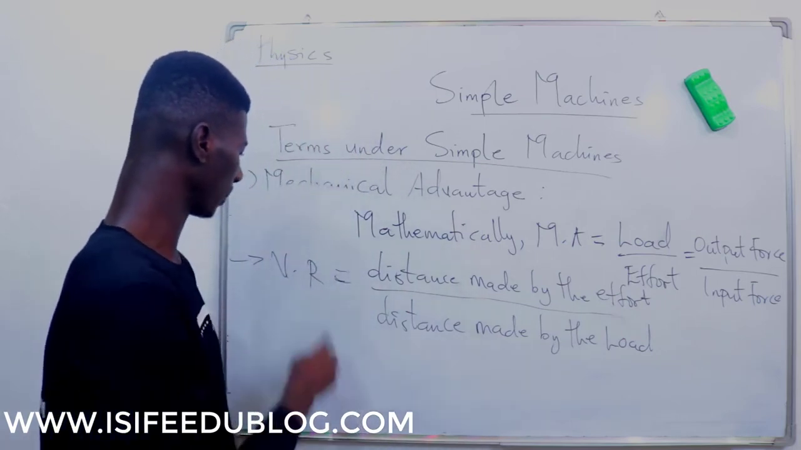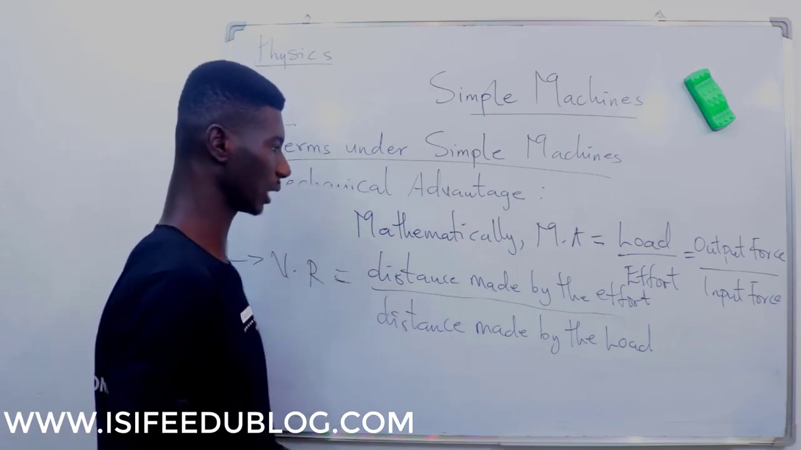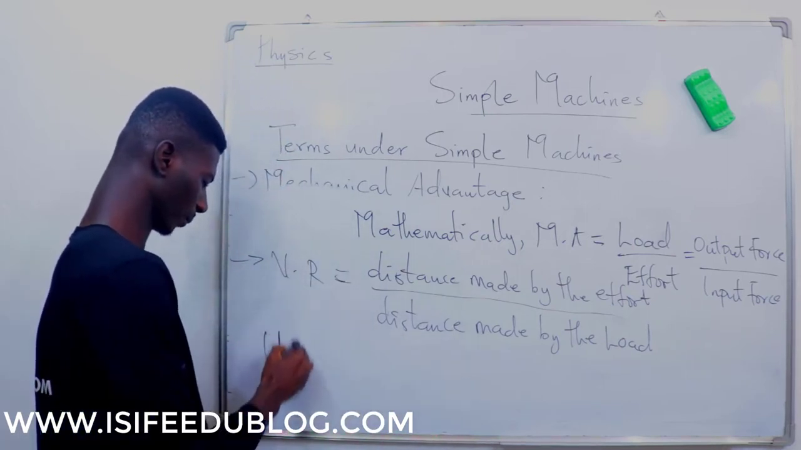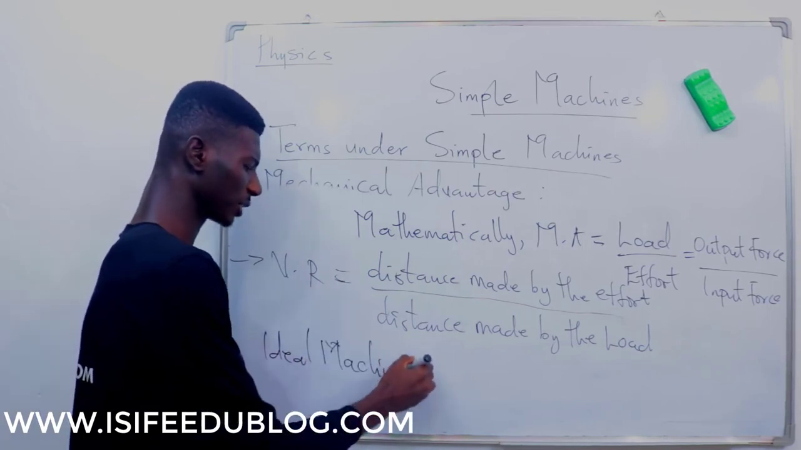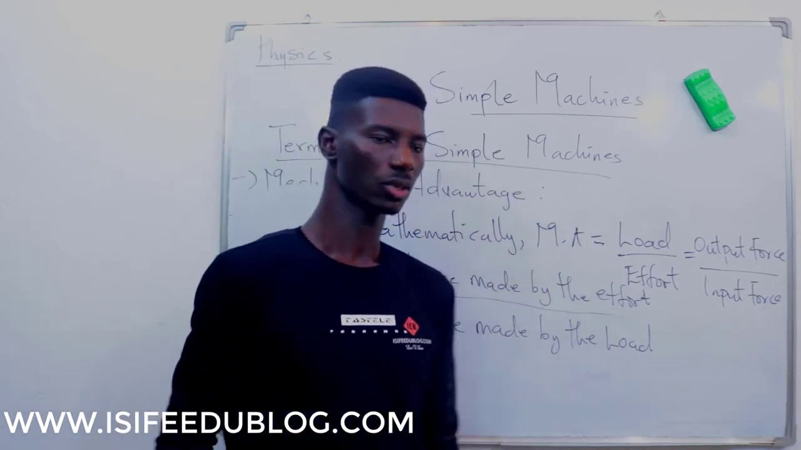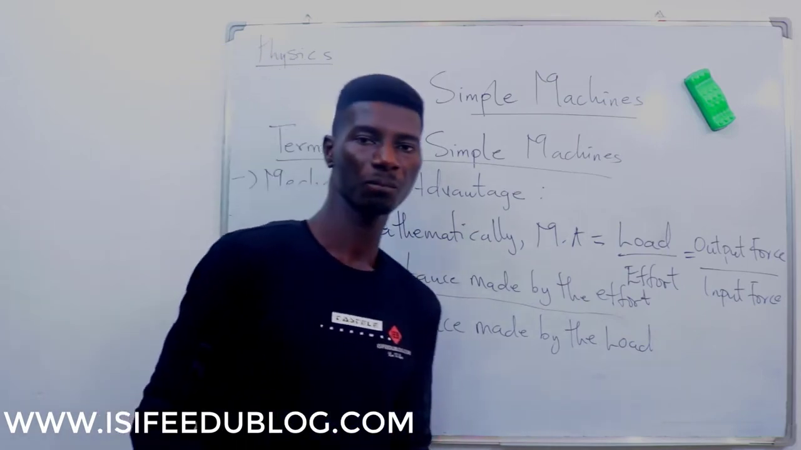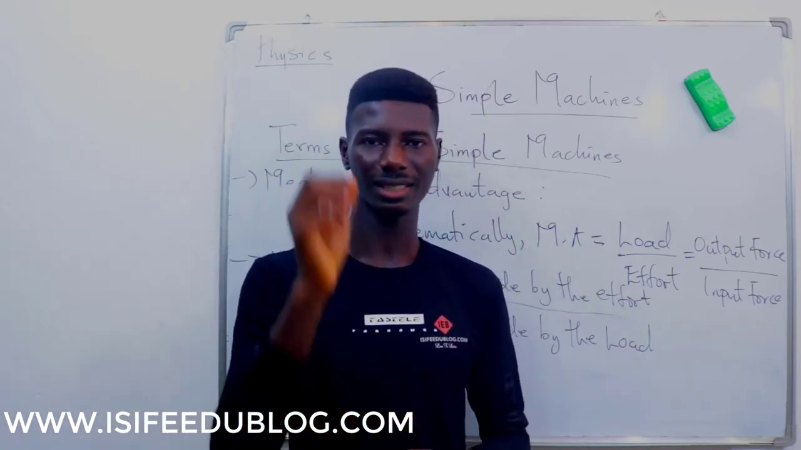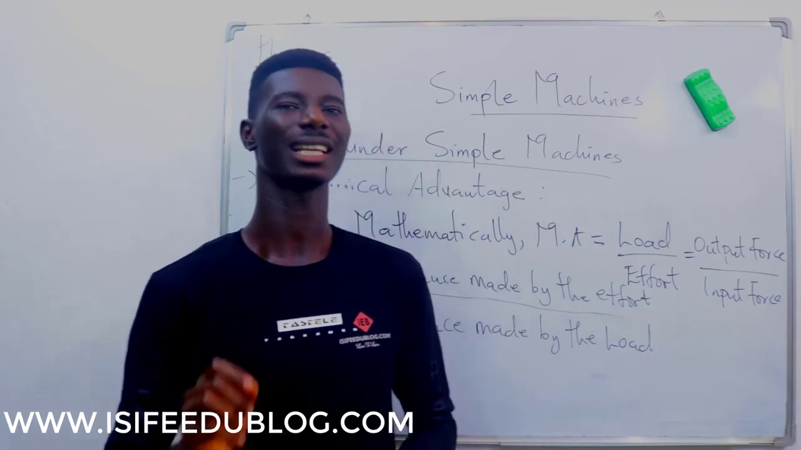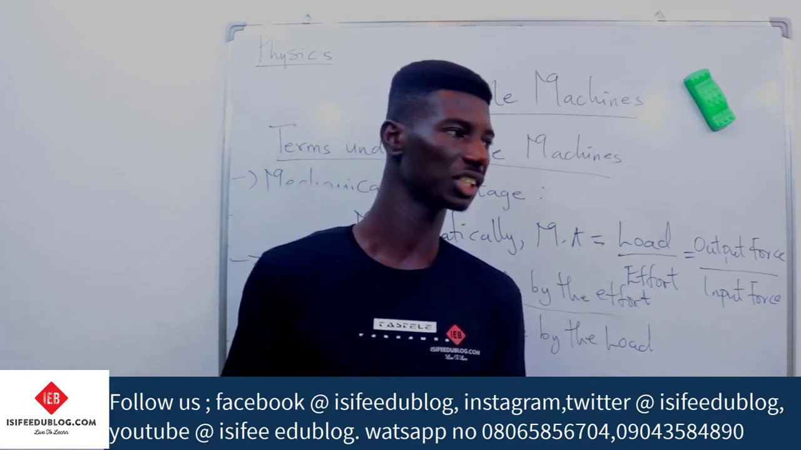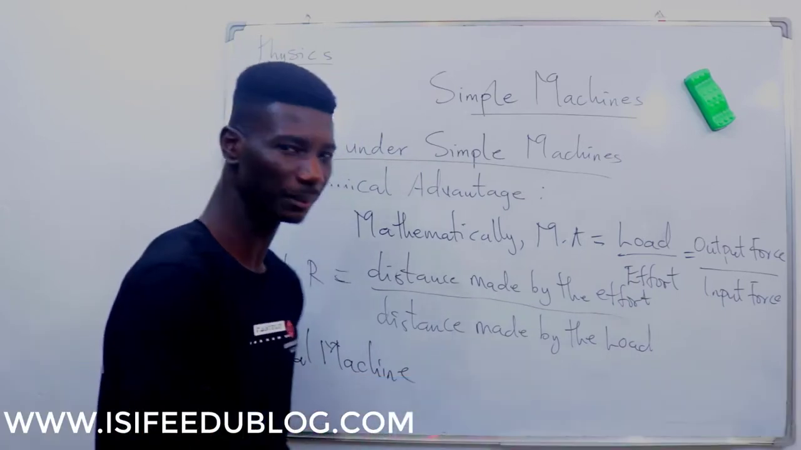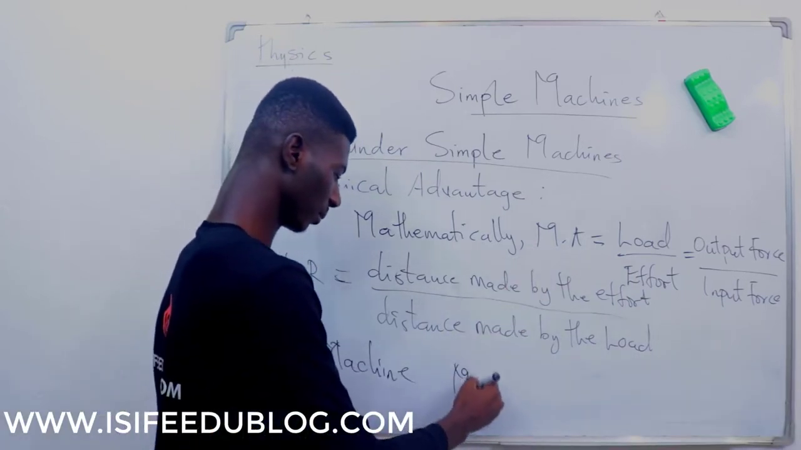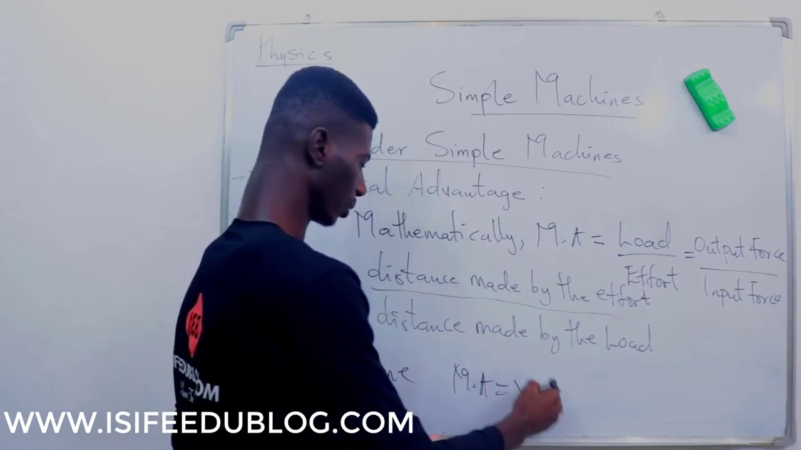Now, another thing you need to know about mechanical advantage and velocity ratio is in an ideal machine. An ideal machine is also called a perfect machine. So what is an ideal machine or a perfect machine? An ideal machine is a machine that has 100% efficiency. So any machine that has 100% efficiency means it has no friction in it. A brand new machine, which is very difficult to get in real life, but let's assume that it exists. So in an ideal machine, the mechanical advantage, please note this, is always equal to your velocity ratio.